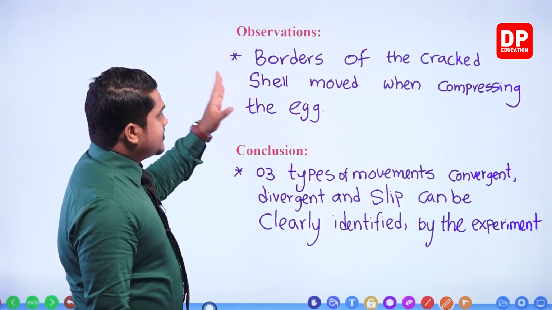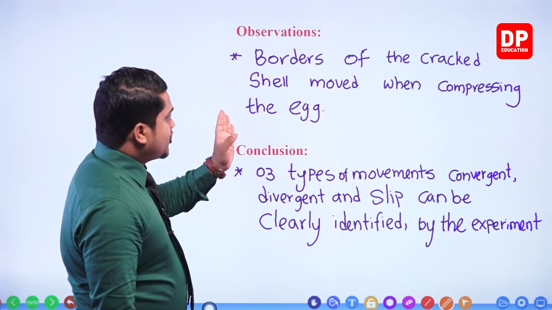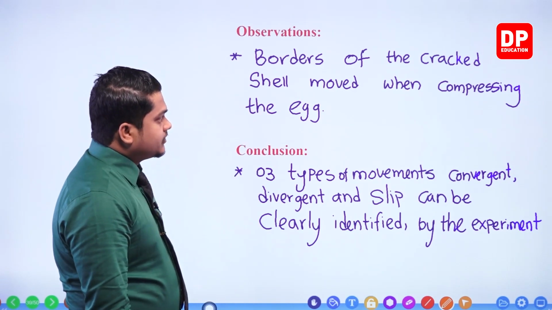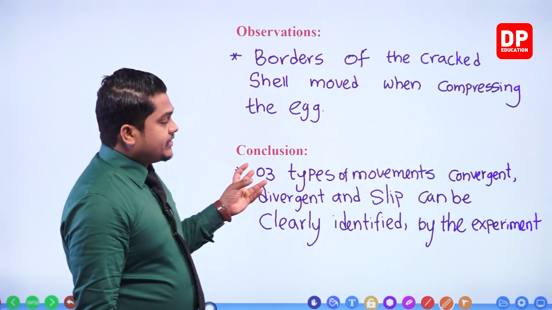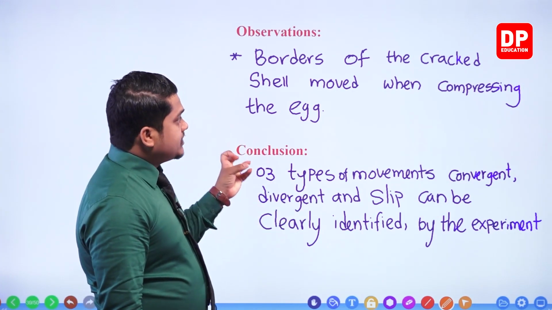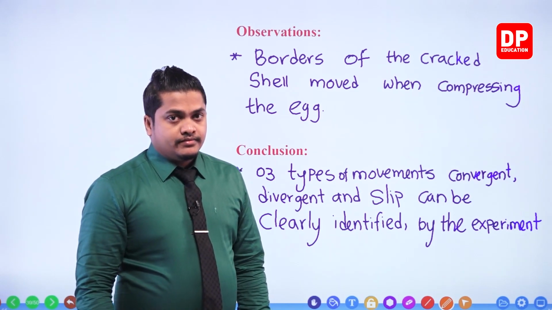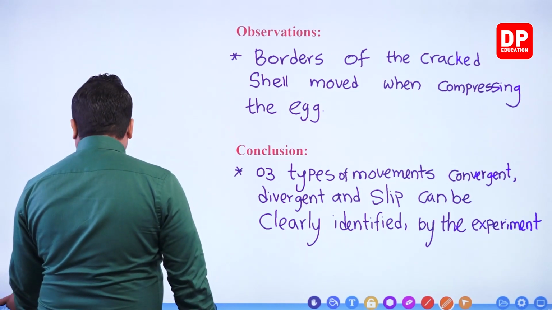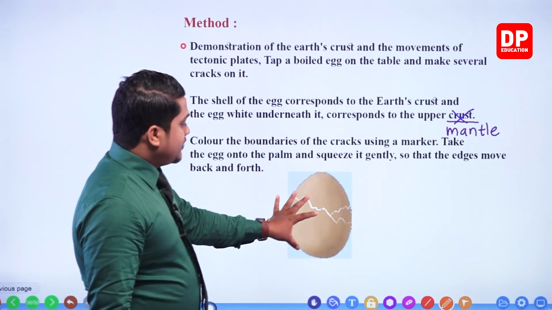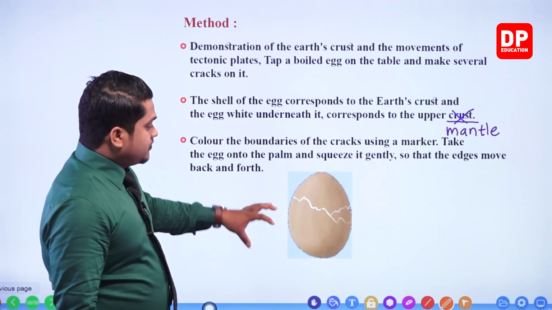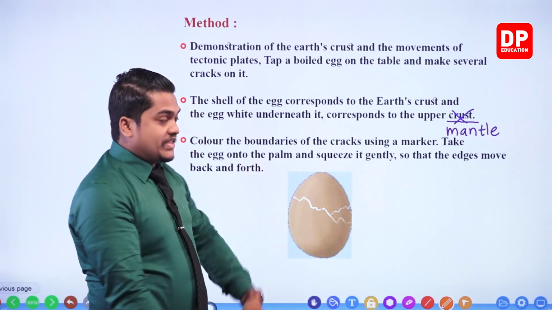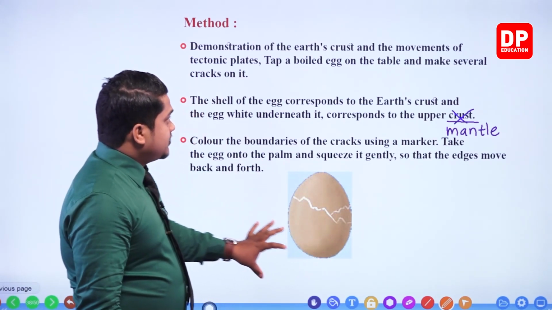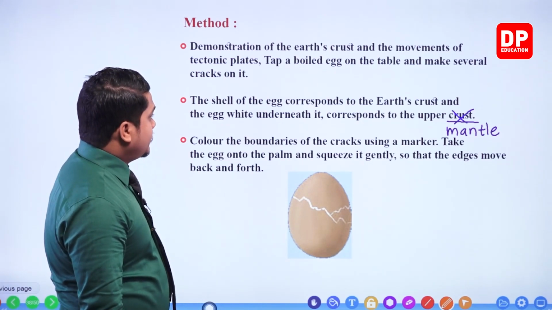So the borders of the cracked shell moved when compressing the egg, right? So when compressing the egg, the borders moved, my dear children. Okay, let me take you to the previous slide once more. Like this, these are the borders. Now when I was squeezing it, you could clearly observe these things moving, right?